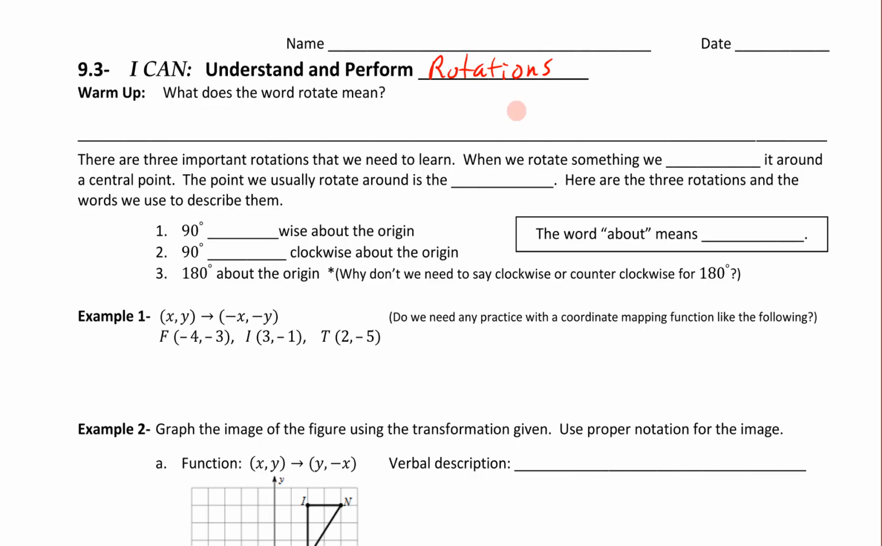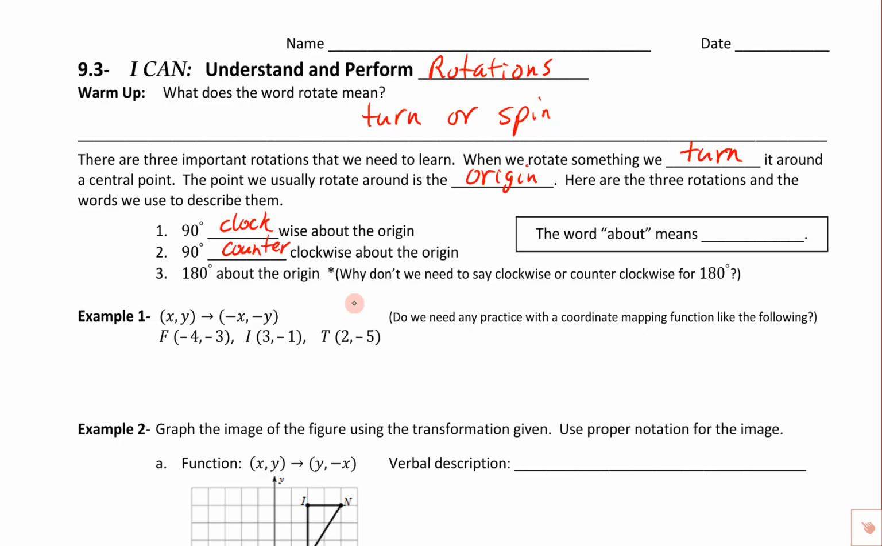If somebody said, hey, you need to rotate that, what would that mean they're telling you to do? Well, it usually means they're telling you to turn it. So let's write turn or spin. Either way you want to describe it would be totally okay. So let's fill out these blanks down below.